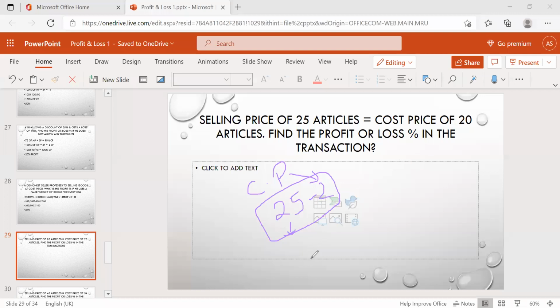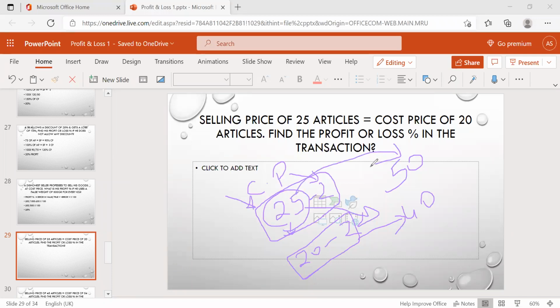And 20 chocolates is 20 into 2, 40 rupees, right? The cost price of 20 chocolates is 40 rupees. I'm selling these 25 chocolates at 40 rupees. They said the selling price of 25 articles equals the cost price of 20 articles. So actually, the total cost price of 25 chocolates is nothing but 50 rupees. I spent 50 rupees to buy 25 chocolates.